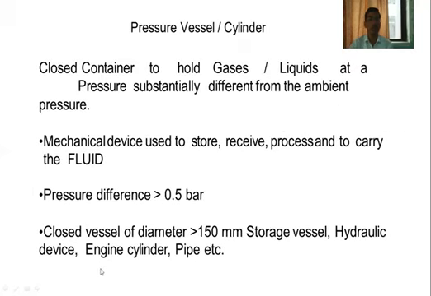Now we will see some basics of pressure vessel or cylinder. A closed container to hold gases or liquid at a pressure different from the ambient pressure, that device is called a pressure vessel or cylinder. It is a mechanical device used to store, receive, process or carry the fluid. If the pressure difference is greater than 0.5 bar, then that fluid can be stored with the help of the device called a pressure vessel or cylinder.